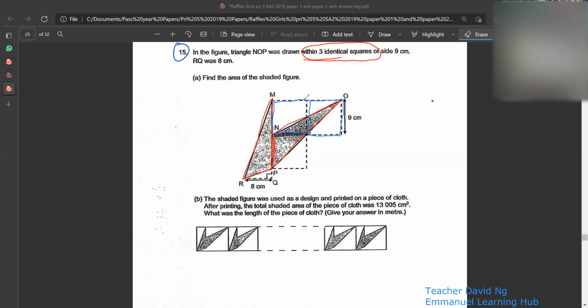Okay. So basically there are two squares here, and that makes a rectangle. So the property of a rectangle: if this is 9, parallel, same gap, right? So this is 9. You always fall back on mathematical property.